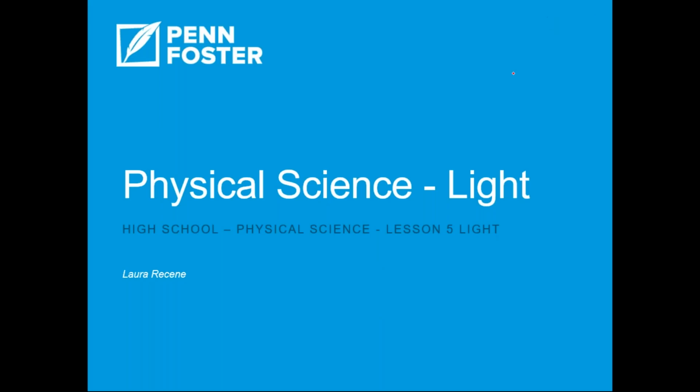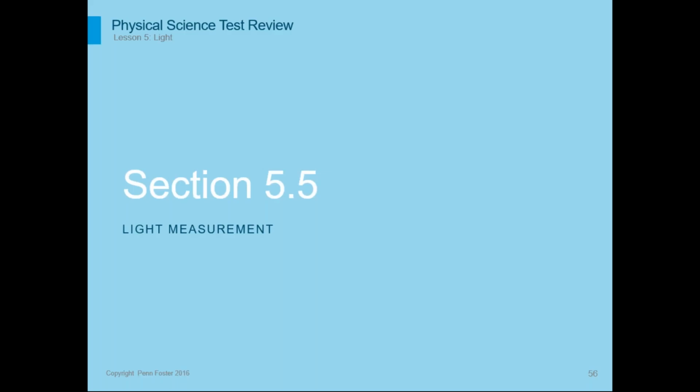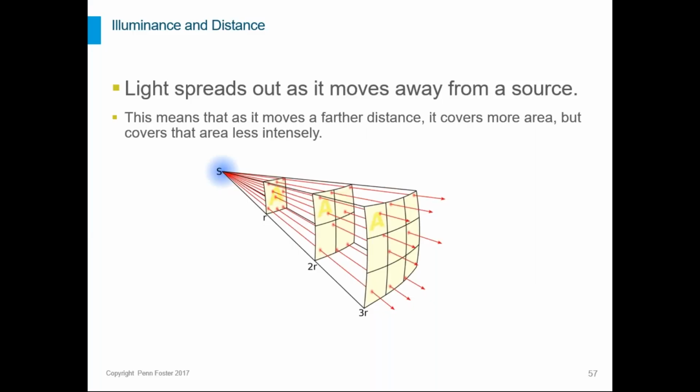We're going to be talking about the end of the light lesson, which is 5.5 light measurement. There is a review video that goes over this. We're just going to mostly focus on some practice problems today. So it's important to realize where we're getting these formulas.